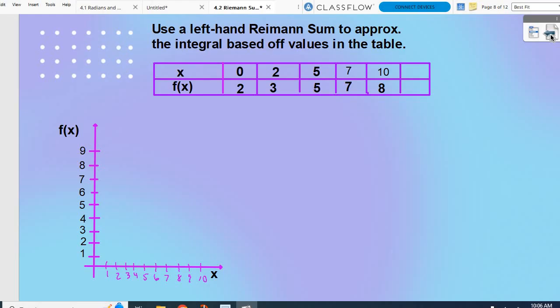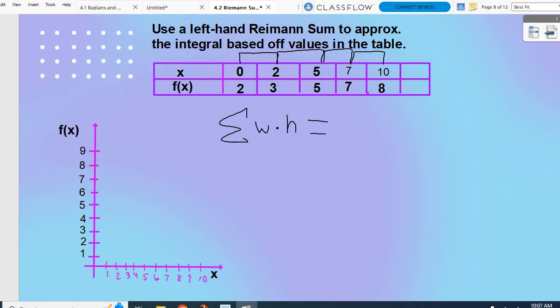And really, the only thing that changes is instead of, like on our last one, just being able to put that 3 in the front, okay, we're not going to be able to. We're going to have to find the width for each individual rectangle. So again, remember that this is the sum of your width times your height. And so we're specifically using the left endpoint again. So what is the width of that first interval?